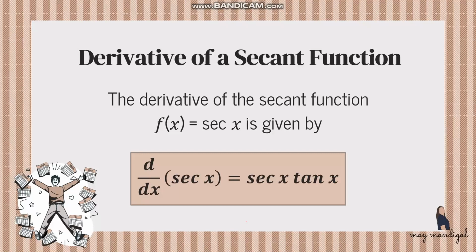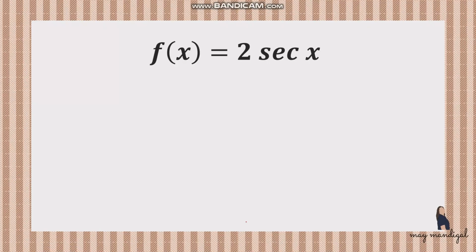Next, the derivative of a secant function. The derivative of the secant function f of x equals secant of x is given by secant of x times tangent of x. So there are now two functions in the derivative: secant of x and then times tangent of x.